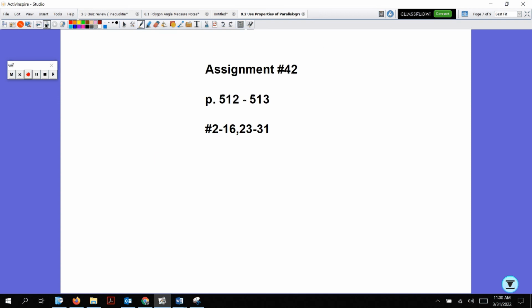Here is your assignment. I know it says 42, but it's actually 45, I believe. Okay, so page 512, 2 to 16, and then 23 to 31. When you get to number 30 and 31, it says algebra, they're word problems.